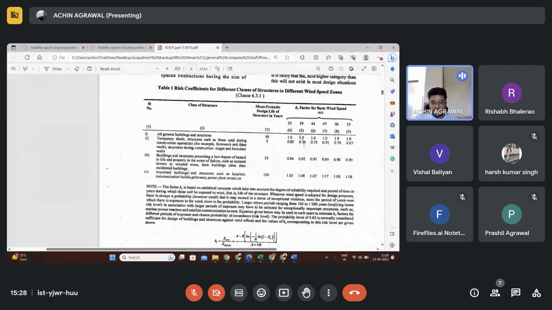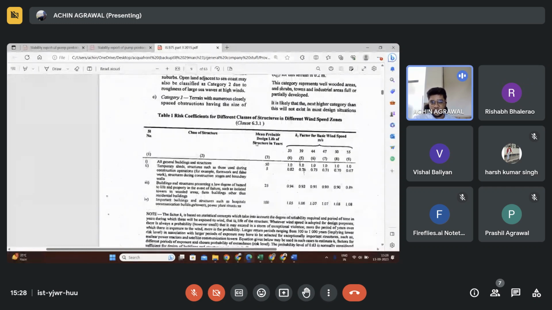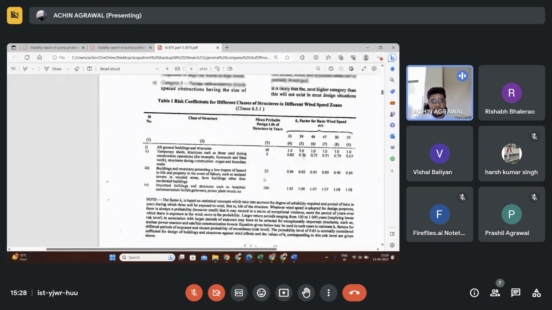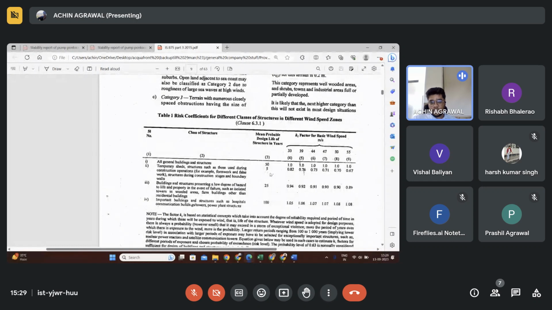Okay. So basically, this is a table for K1 values for different design life of the structures. Earlier we took a value of 100-year design life, but after a thorough review, we found the design life of the structure is between 5 to 10 years. For 5 years, the K1 value is 0.76. For 25 years, K1 value is 0.92. If we interpolate, we get the value of 0.8. So that's why we went for the 0.8 value.